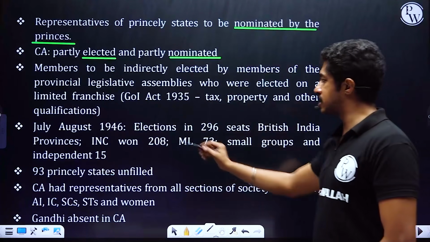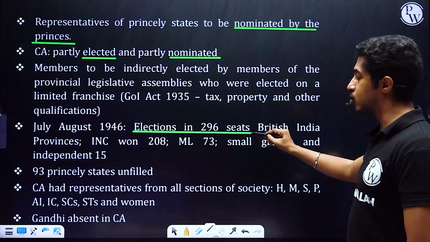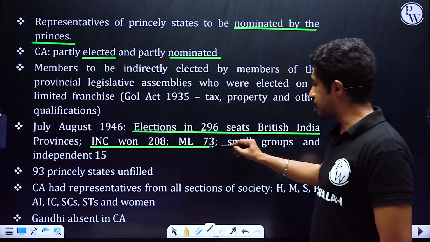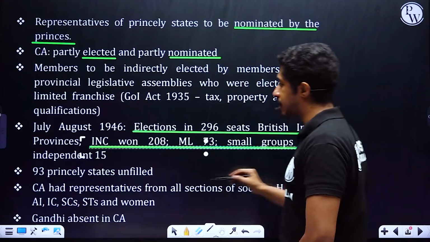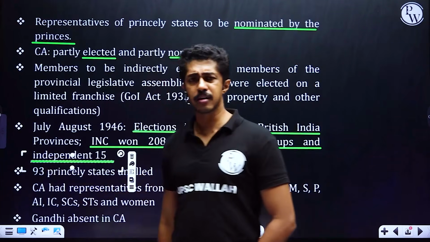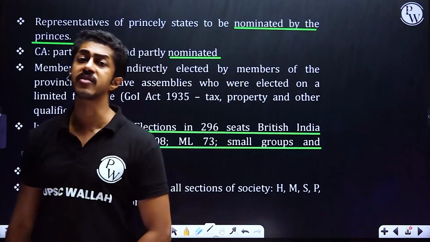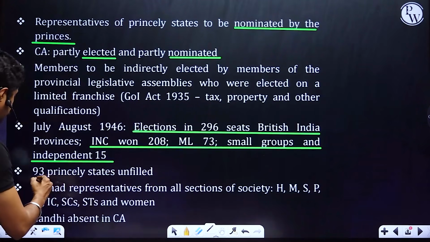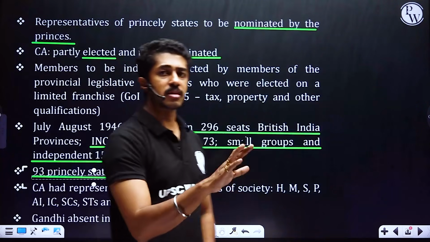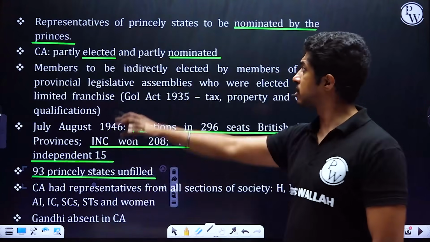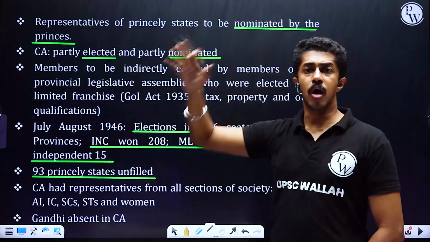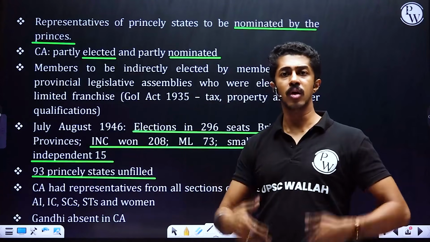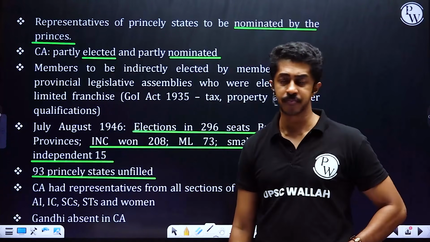In July-August 1946, elections were conducted for 296 seats in British India. The Indian National Congress won 208, the Muslim League 73. Small groups and other independent candidates won around 15. Princes did not even take part; those seats remained unfilled. Meaning no nomination was given by the princes. Why would they give the nomination? They were unhappy, right? Because they knew they were going to lose their kingly powers.